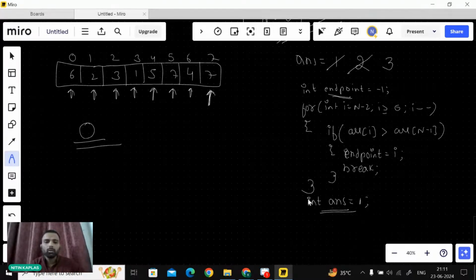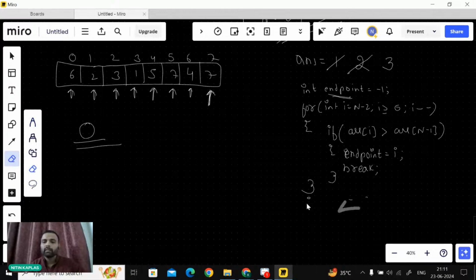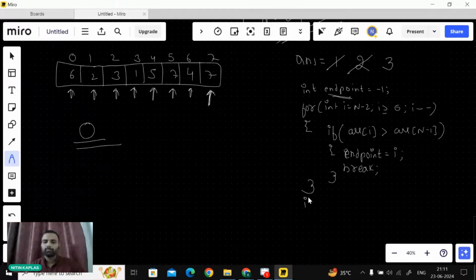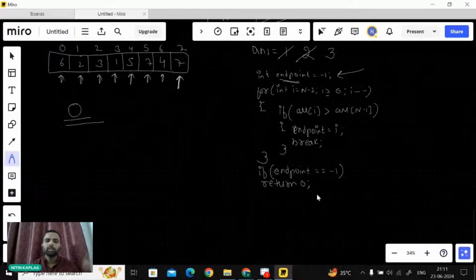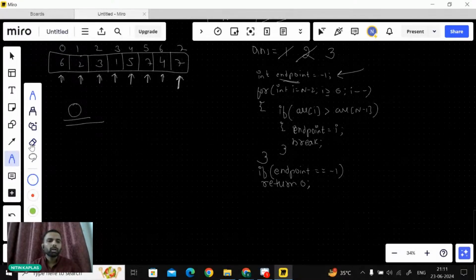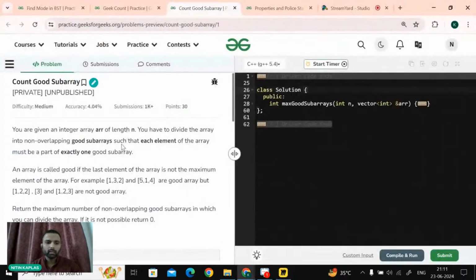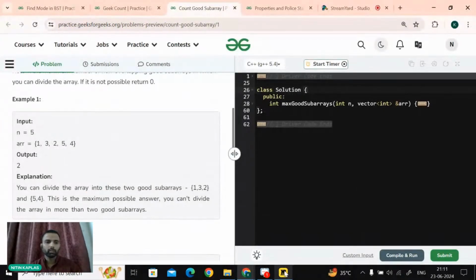So before making the answer equal to 1, I have to write the checkpoint here: if your endpoint is equal to -1, meaning it's never updated, just return 0 in that case. So that's the intention. After that, it's very simple; we just have to do the similar part. So let's do the dry run for the rest of the code.